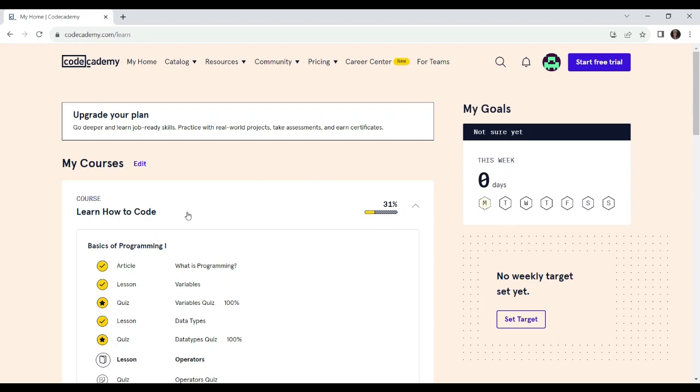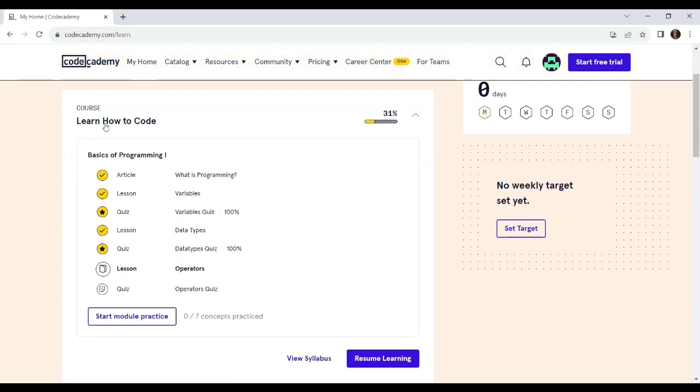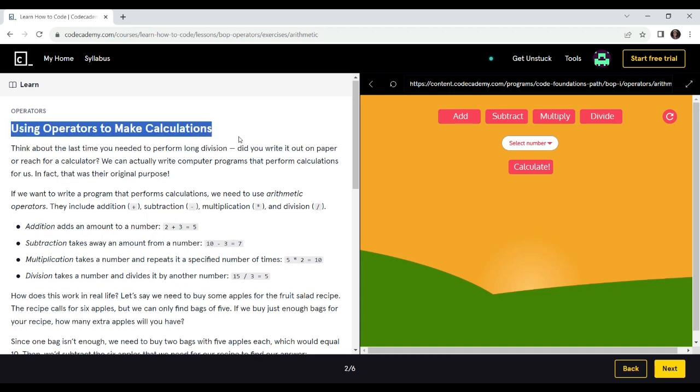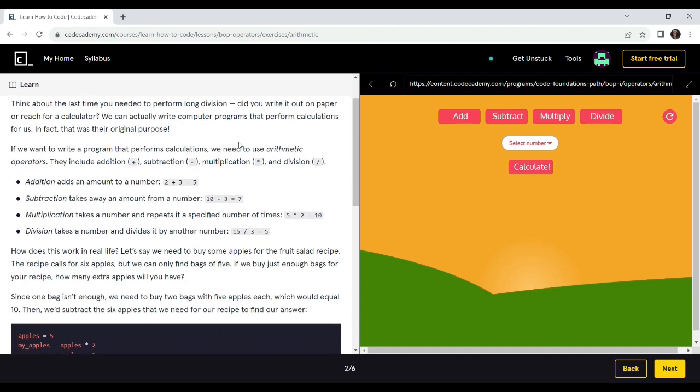We continue in the Learn How to Code course offered by Codecademy in the Basics of Programming 1 section. Moving on to the operators lesson. The lesson begins with the introduction of using operators to make calculations. 4 common operators are introduced that most people are familiar with already.